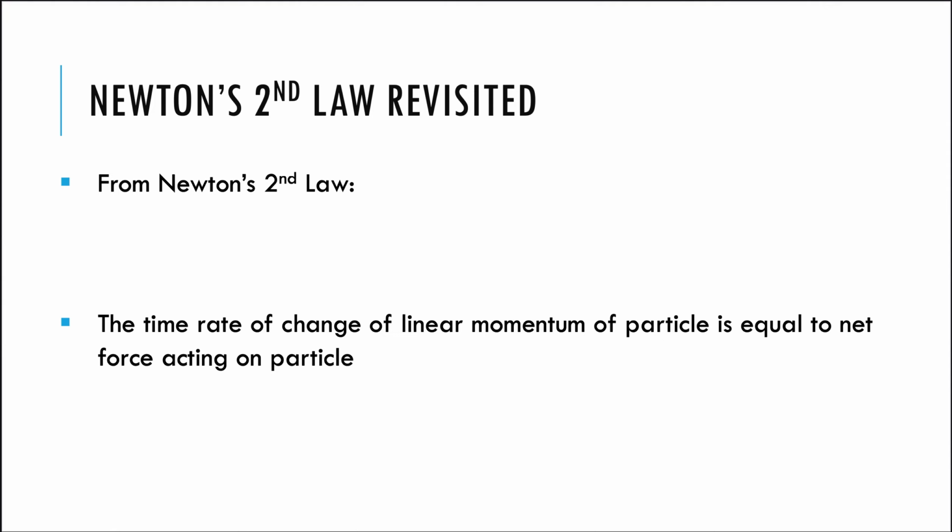Let's go back to Newton's second law for a second. Remember Newton's second law, what it said? It said the sum of forces, the net force, equals ma. Well, now let's rewrite it. Let's rewrite the acceleration as the derivative of the velocity with respect to time. And now, let's go ahead and bring the mass inside the derivative. So we have the derivative of mv with respect to t.